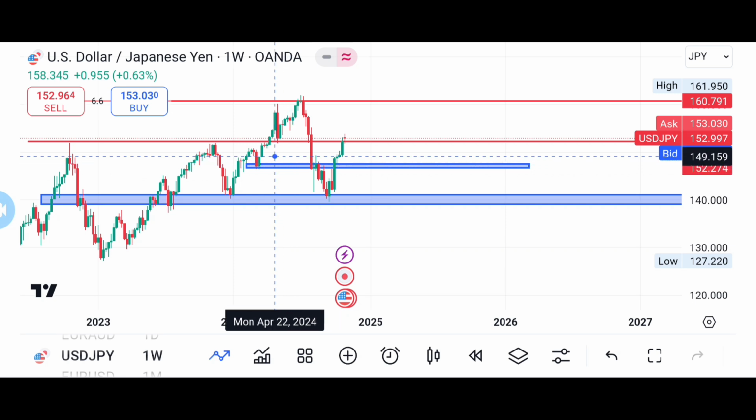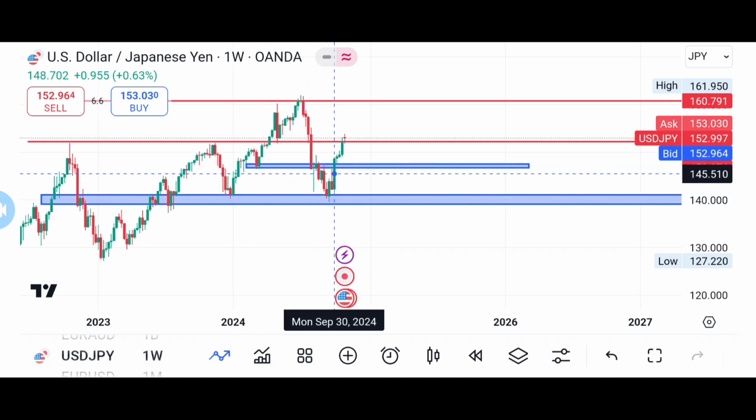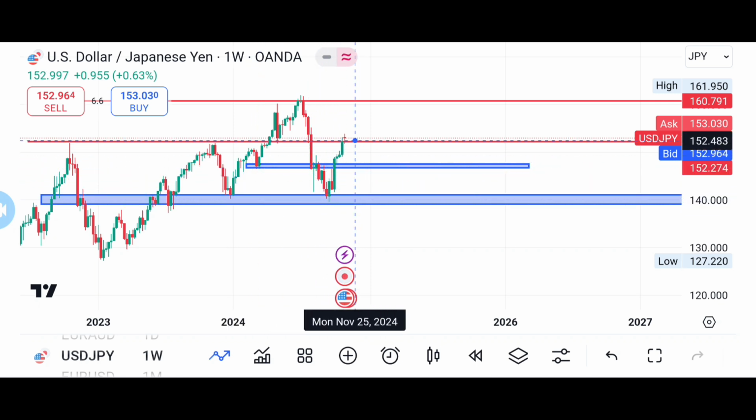So we have this, the right shoulder. This is a possible head, and then we are yet to form what? We are yet to form a left shoulder here. So this is what I'm calling a possible inverse head and shoulder.